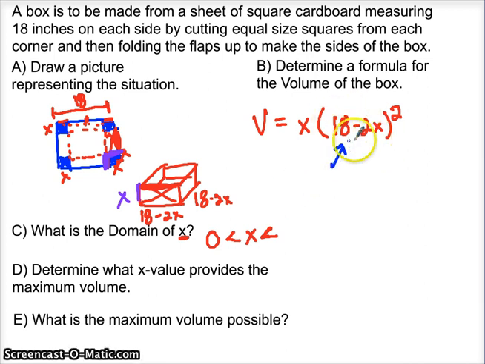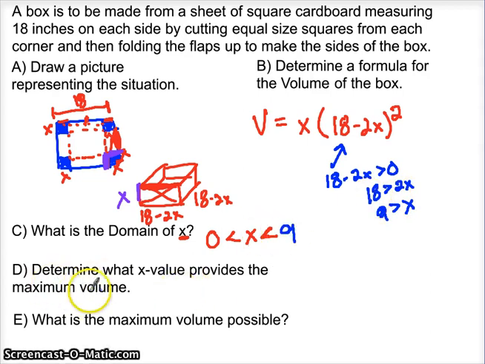we just need to make sure that this side of our box, our length and our width, don't go below 0. So when would 18 minus 2x equal 0 or stay greater than 0? Well, if we add 2x to the other side and divide by 2, we'll find out that 9 is greater than x, so x needs to stay less than 9 units.